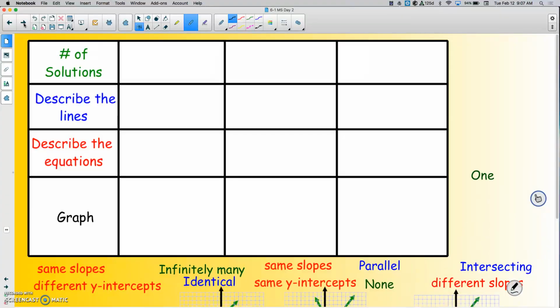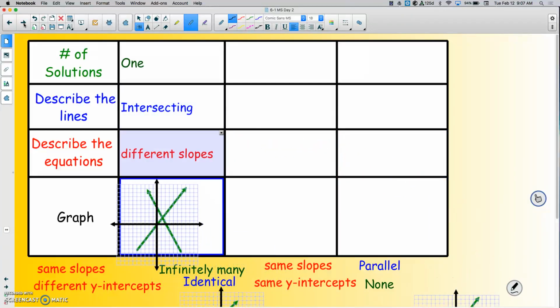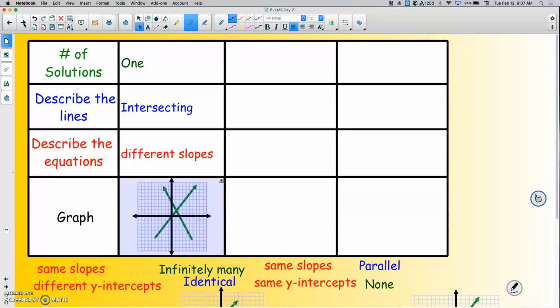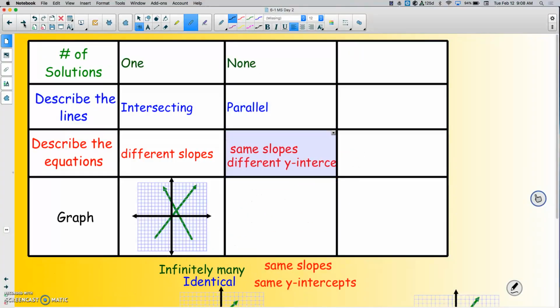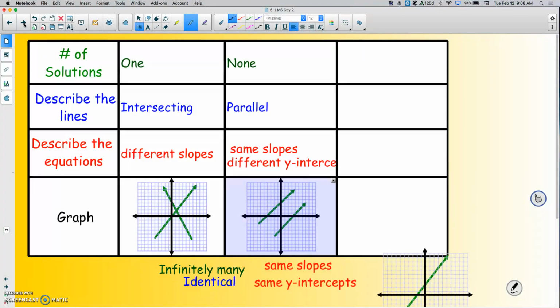So remember, some systems have one solution. That happens when the lines are intersecting. They intersect because they have different slopes. And here's a graph that's an example of intersecting lines. We also found that a second case, there were no solutions. That happened when the lines were parallel. And parallel lines have the same slopes but different y-intercepts. And parallel lines on a graph look like that.